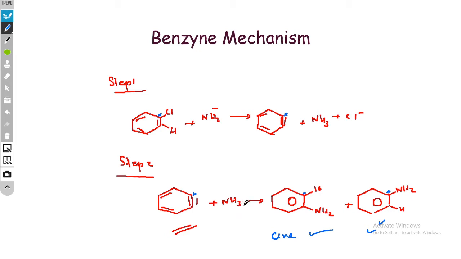So let us move on to the evidences that lead to the benzyne mechanism. This is the benzyne mechanism since the rate determining step is elimination. So this mechanism is called the elimination addition mechanism. Let us move on to the evidences that lead to this mechanism.